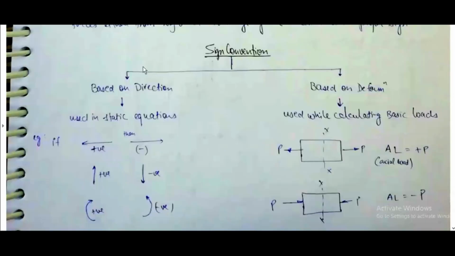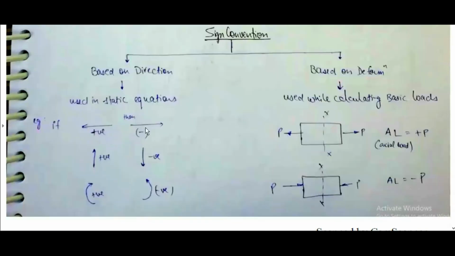Sign convention based on direction used in static equations. If it is in this direction, then negative. If it is in this direction, then positive. If it is in this direction, then positive. If it is downward, then negative. Sagging bending moment: if it is a smiley position, then positive. If it is in this direction, positive. If it is in this direction, negative. Based on deformation used while calculating axial loads.